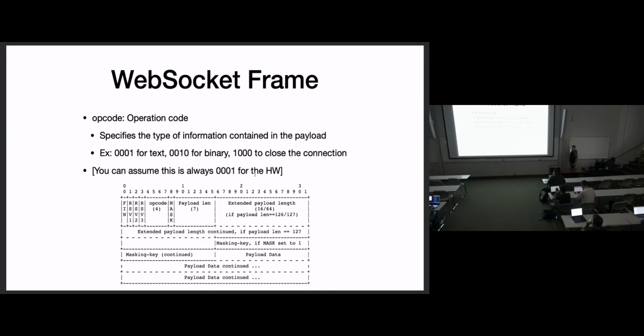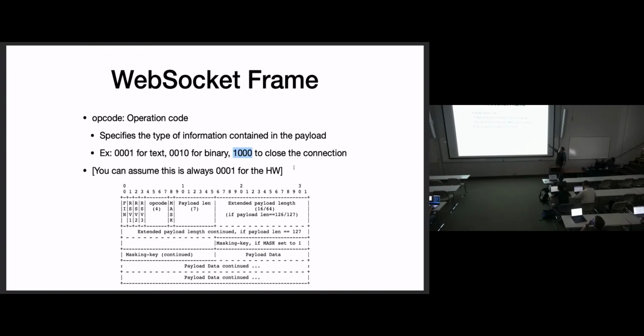And then opcode, or operation code, this is going to specify the type of information in the WebSocket frame. For our purposes, we're going to assume it's 0001 for text on the homework. But if you wanted to send binary information, say you wanted to send images over a WebSocket frame, you would change this opcode to 2 instead of 1. And if you see an opcode of 8, that means close the connection. This is the one that you'll actually see.